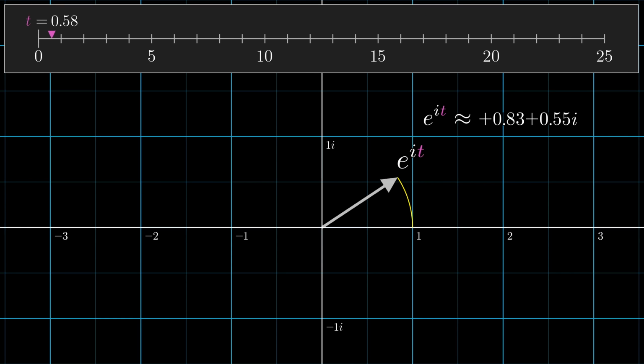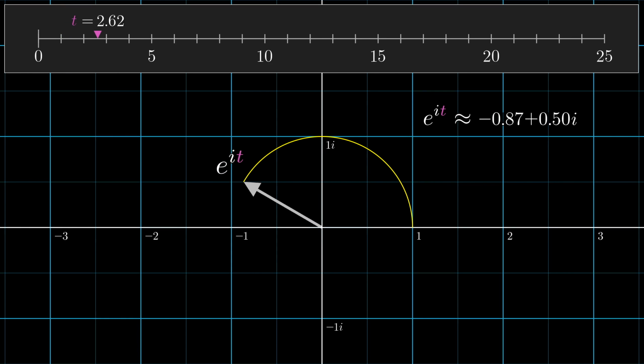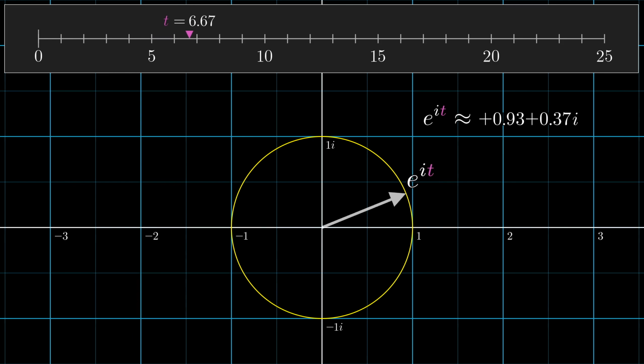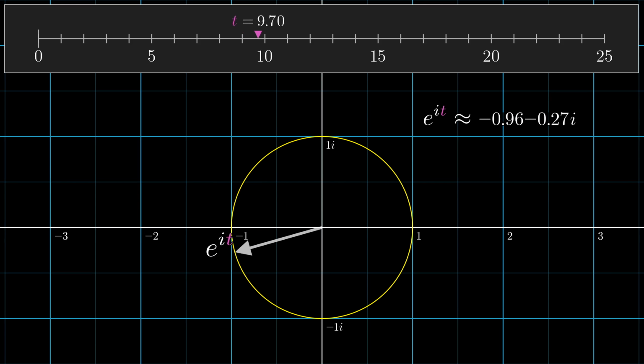Well, the heart and soul of Fourier series is the complex exponential, e to the i times t. As the input t ticks forward with time, this value walks around the unit circle at a rate of 1 unit per second. In the next video, you'll see a quick intuition for why exponentiating imaginary numbers walks around circles like this from the perspective of differential equations.